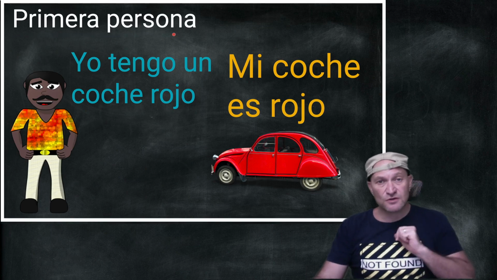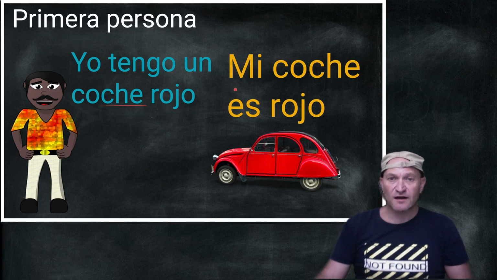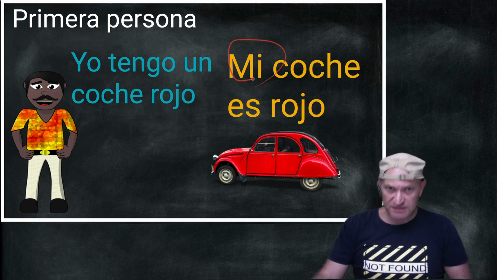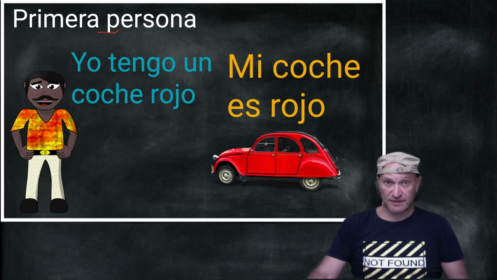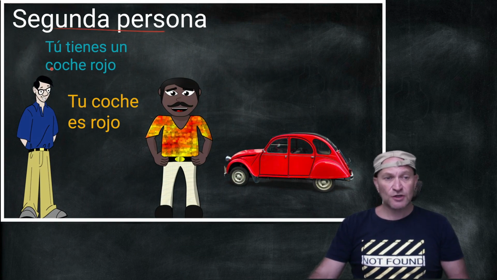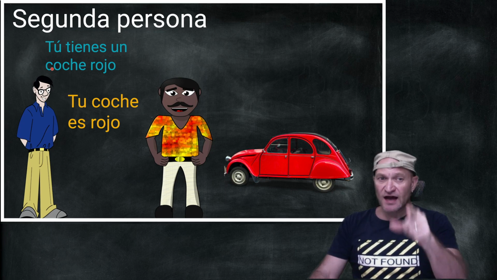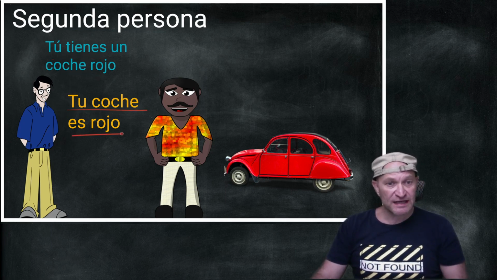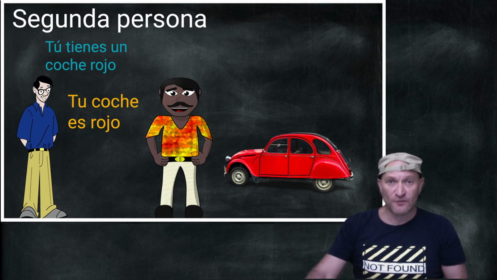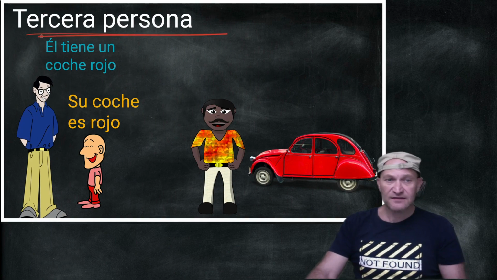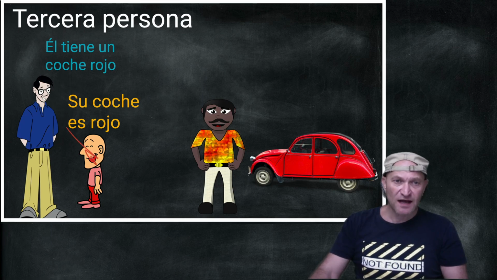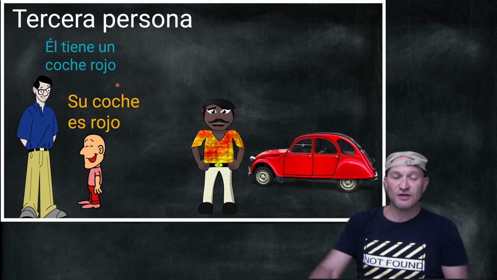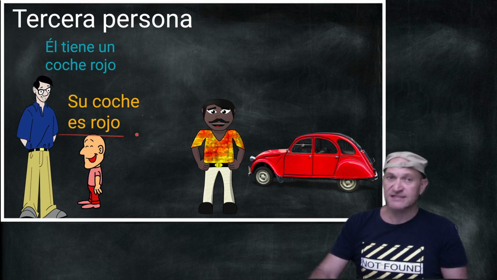Primera persona, yo. I have a red car. My car is red. Mi coche es rojo. This is the possessive. Primera persona. So, the second person. Tú, you have a red car. Tú tienes un coche rojo. Tu coche es rojo. Your car is red. And tercera persona. He's talking to this guy. I say, he has a red car. Él tiene un coche rojo. Su coche es rojo.